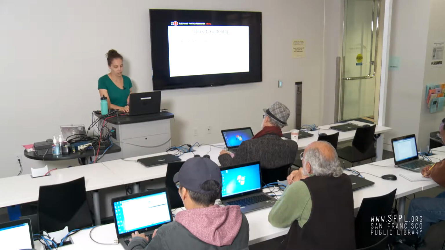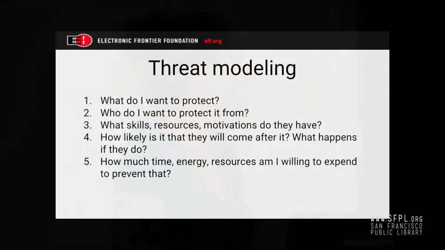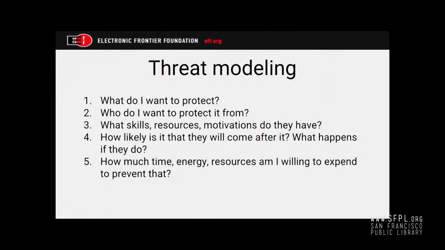So threat modeling questions, there are 5 main ones, and here they are. First we ask, what do I want to protect? What's the information? What's the document or the file? What's the thing that I'm trying to protect? Second, who am I protecting it from? Who are my potential adversaries? Who are the people or entities I might be worried about? Third, we ask more about those people you want to protect it from. What skills, what resources or motivations do they have? What kind of strategies are we protecting against?